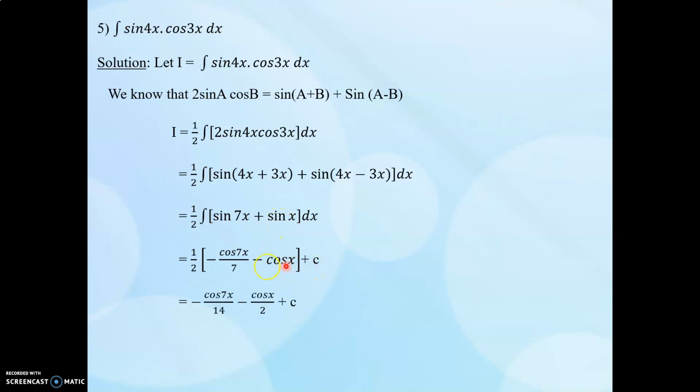Now in the next step I can multiply this. So 1 upon 2 into this one will become minus cos 7x upon 2 sevens are 14, minus cos x upon 2, plus c. Then this is the final answer. This way also you get the same answer, just written like this.